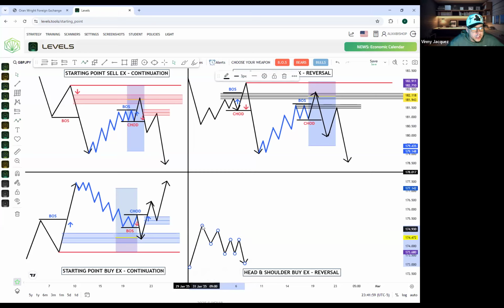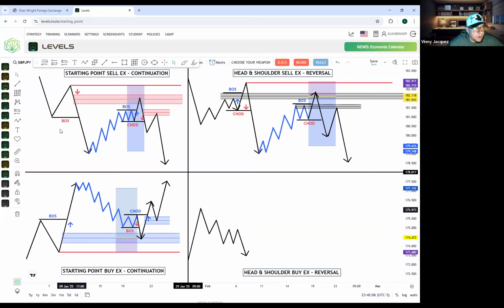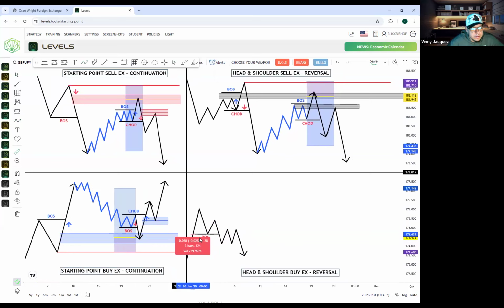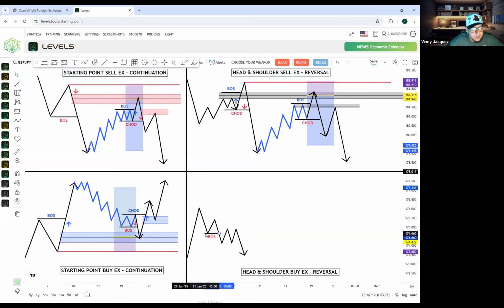Now, super important. Let me go ahead and just move this a bit higher. Super important we mark this stuff up, guys. Right? We marked up our BOS. Now my change of character line should be here. We had another break of structure. So my change of character line should be here.